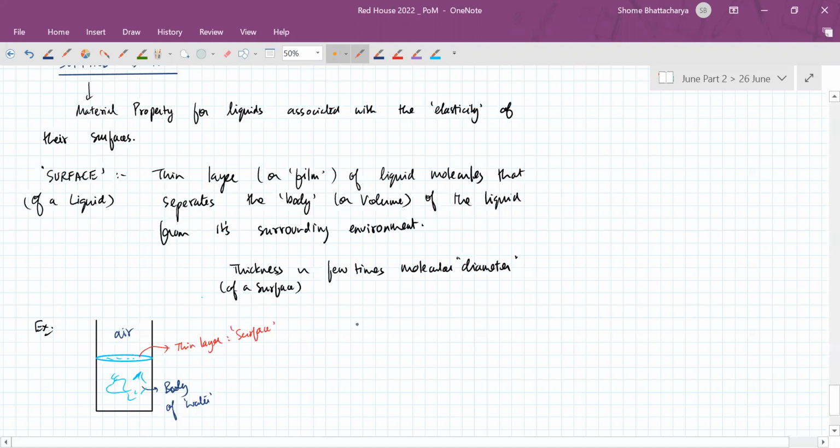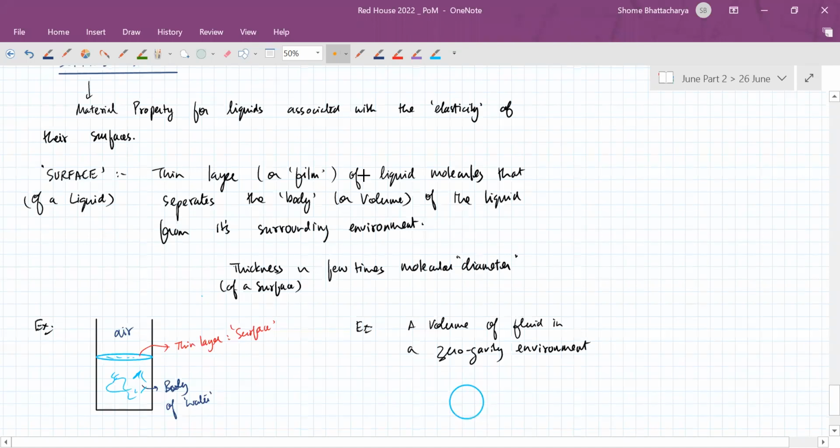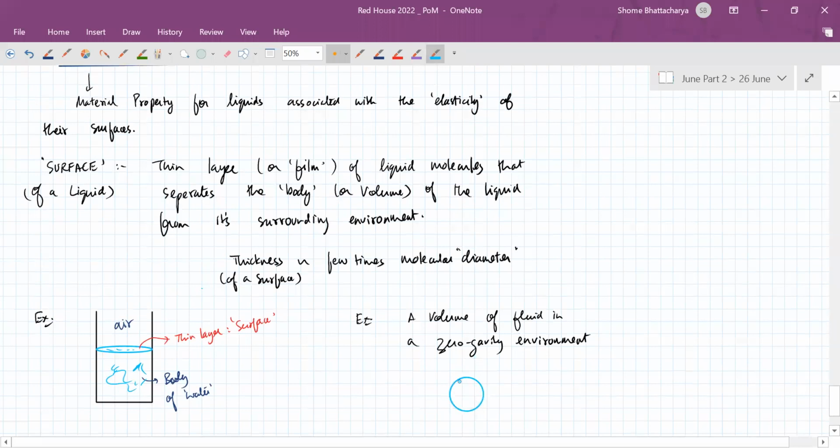Or another example would be, suppose we have a volume of fluid in a zero gravity environment. Now, due to very interesting factors, we will discuss later, such a volume of liquid would actually take a spherical shape because it's in zero gravity environment. So it would be in the shape of a solid sphere of liquid.